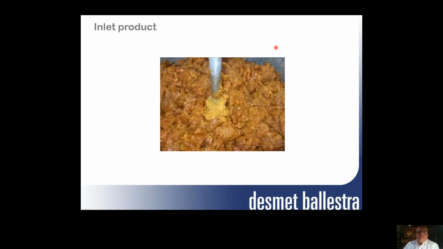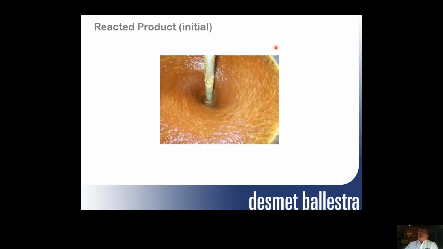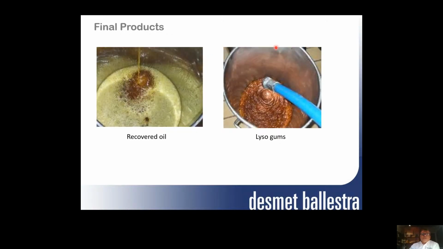So, some other pictures of the inlet product. It is a very sticky and viscous product, but this is how it looks once we start the reaction. You can see much more liquid, but the final product, the recovered oil, is like normal oil, and the lysozymes, which are a little bit more liquid.